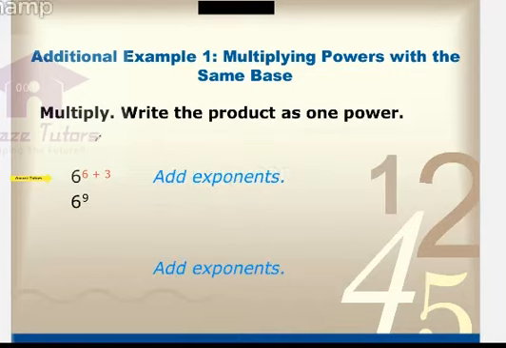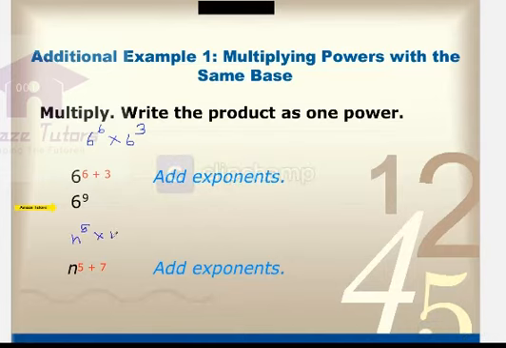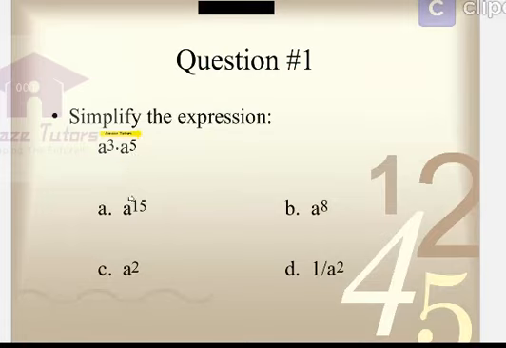In the same manner, another question. n power 5 times n power 7. Same base. That is why we are adding the exponents again. n power 5 plus 7, n power 12. That is the answer. Now, question number 1. Simplify the expression: a power 3 times a power 5. There are 4 options given.